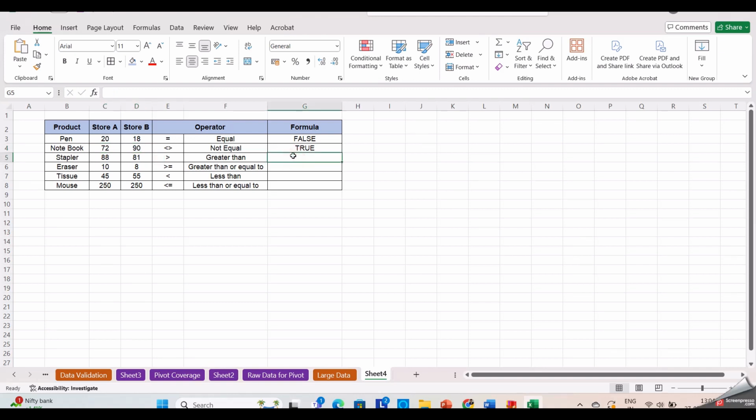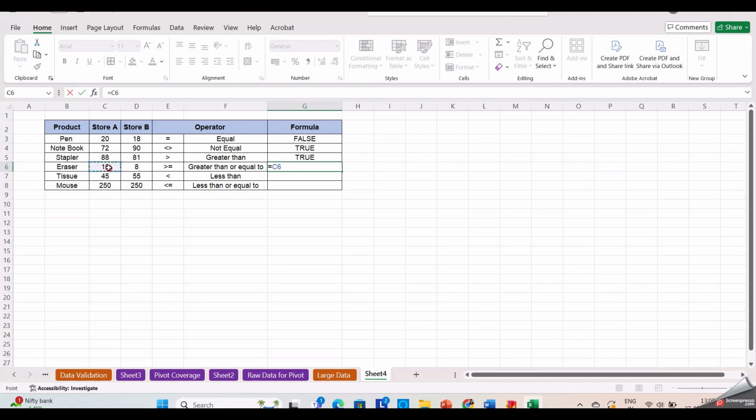Similarly, I will now compare the other products between store A and store B using the other logical operators. Now I will do the greater than operator. Now I am using this formula: equals price of the stapler in store A, greater than the price of the stapler in store B. I am selecting the price here. Now I am clicking on enter. Now you can see I have got the result as true. That means the price of the stapler in store A is greater than the price of the stapler in store B. Now I will be using the greater than or equal to operator here.